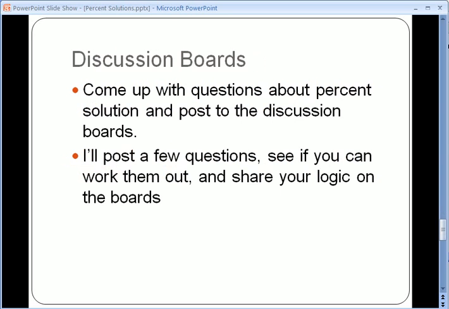Come up with questions about percent solutions and post them to the discussion boards. I will post a few questions to see if you can work them out and share your logic and show your work on the boards. These are really not all that difficult once you just get the basic rules into place, and it's definitely worth working with these kinds of problems. It's fine that you can use a calculator on tests, but if you're not sure how to set up a problem, it doesn't really help to have the calculator. So let's work on setting up some problems and discuss them in the boards.